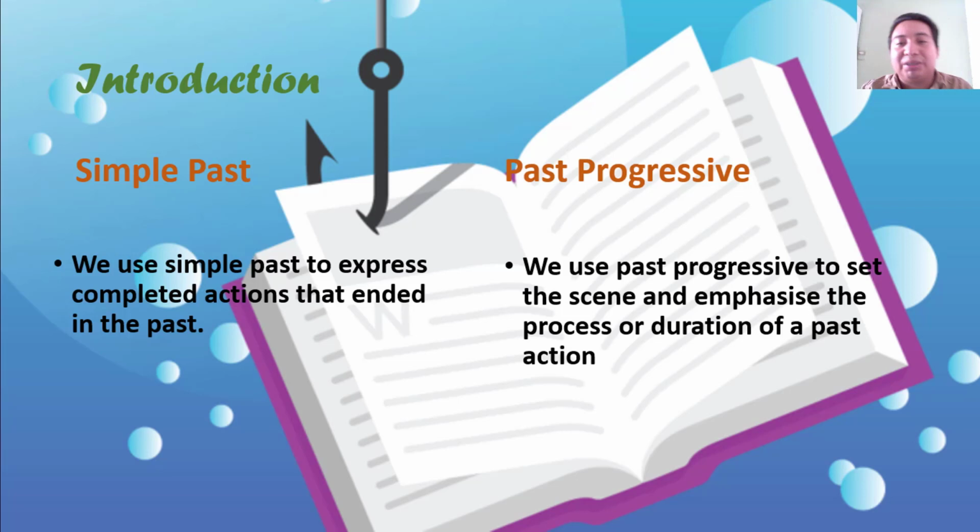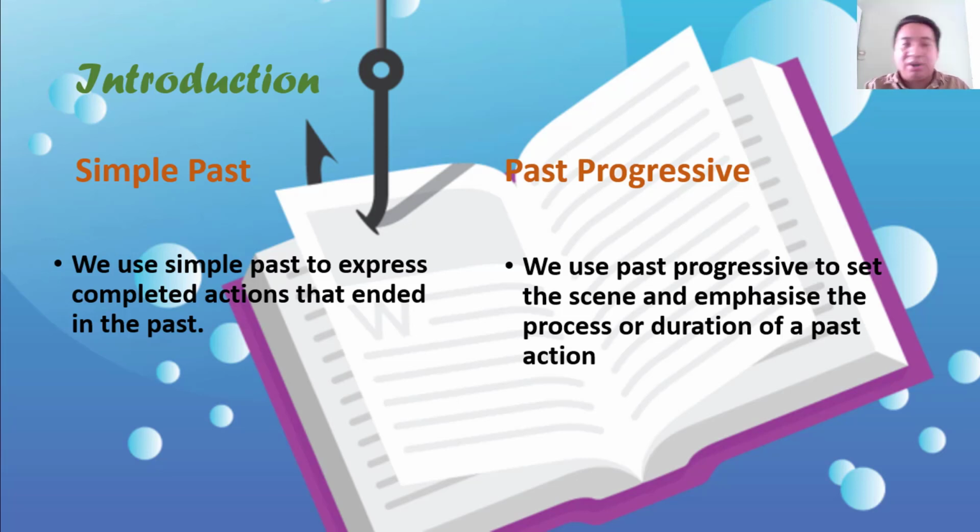Now, past progressive. We use past progressive to set the scene and emphasize the process or duration of a past action. Here, it doesn't focus on the completion of an action, but on the duration of the action. The action began at one specific time and may or may not be completed. It doesn't matter. So that's why it's not the same as simple past.